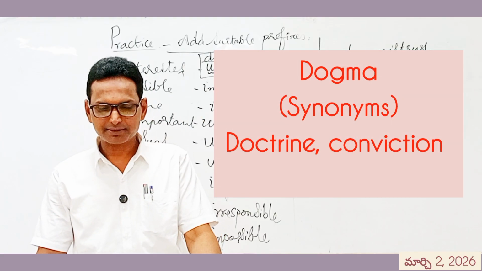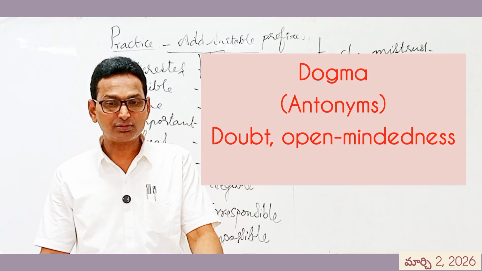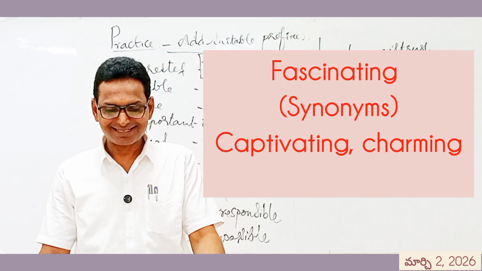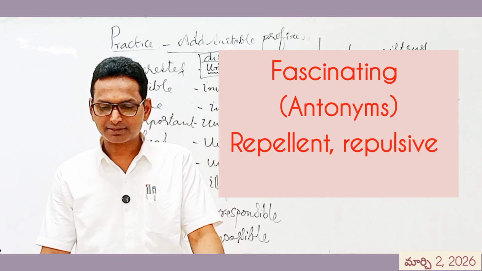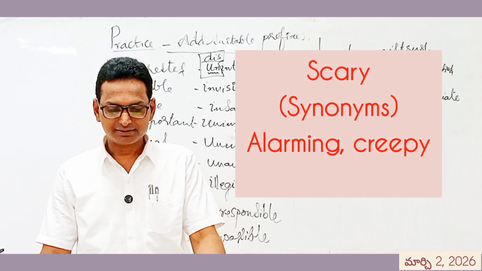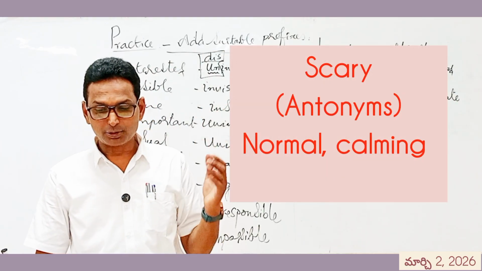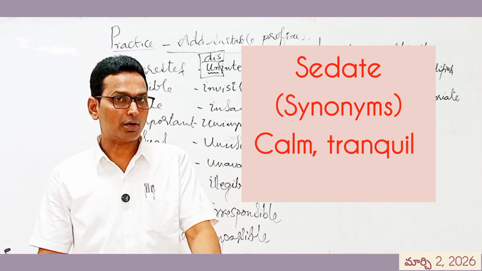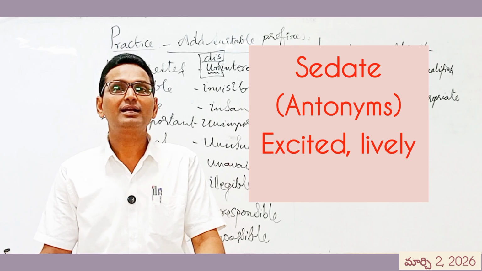Dogma. Synonyms: doctrine, conviction. Antonyms: doubt, open-mindedness. Fascinating. Synonyms: captivating, charming. Antonyms: repellent, repulsive. Scary. Synonyms: alarming, creepy. Antonyms: normal and calming. Sedate. Synonyms: calm, tranquil. Antonyms: excited, lively.